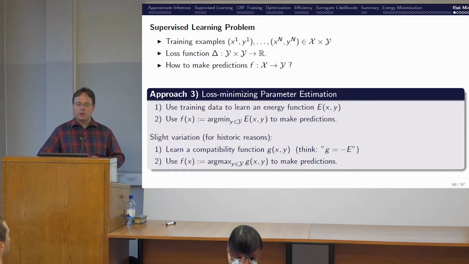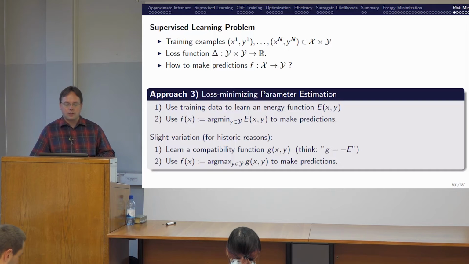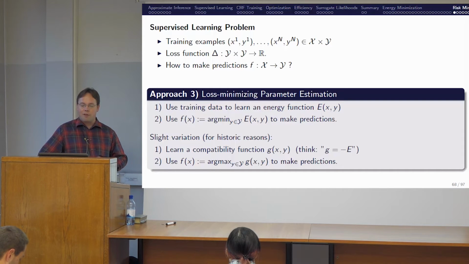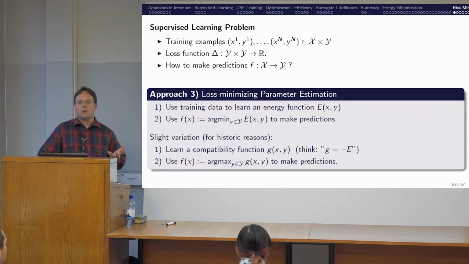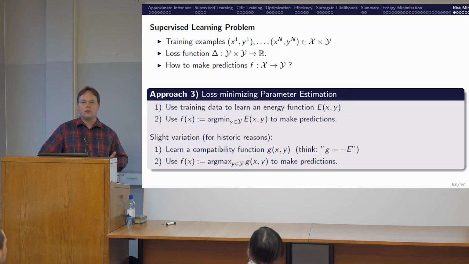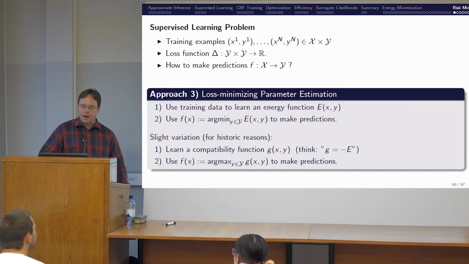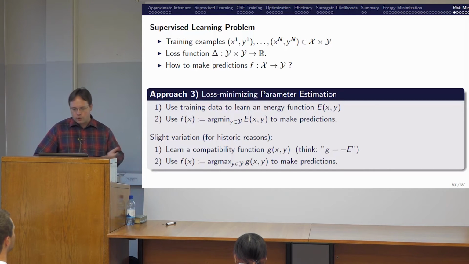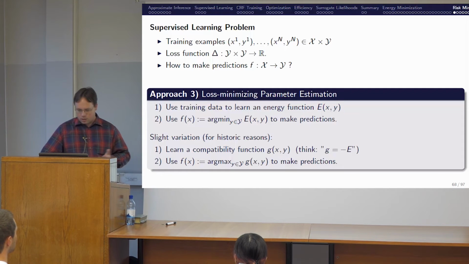So how would we make predictions? Well, we can learn an energy function and say the prediction should be whatever minimizes the energy function. And we saw that minimizing an energy function is possible under certain configurations, maybe even easier than doing probabilistic inference in a probabilistic model. For some historic reasons, we will not minimize an energy function. We will instead maximize a compatibility function, which is the negative of the energy, just because the textbooks are typically formulated in this way. I'm sorry for that. People cannot agree on the sign.